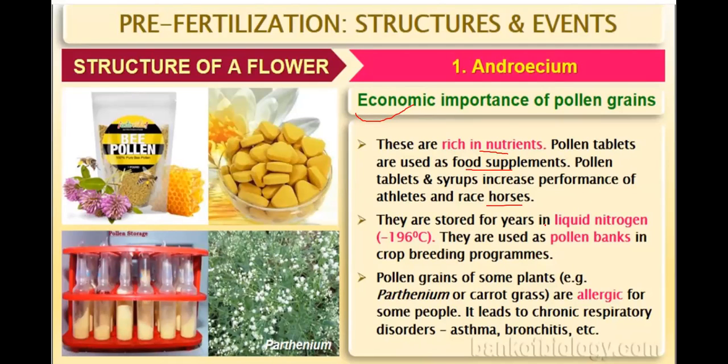They are stored for a year in liquid nitrogen at the temperature of minus 196 degrees Celsius. They are used as a pollen bank in crop breeding programs. Pollen grains of some plants like parthenium, or carrot grass, are allergic for some people. It leads to chronic respiratory disorders called asthma, bronchitis, and many more diseases.